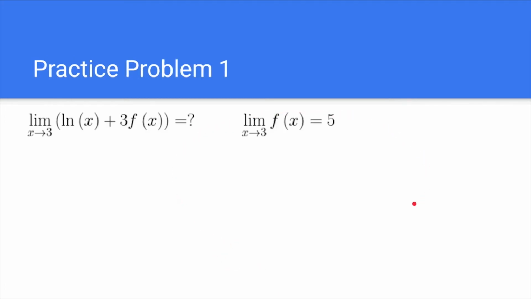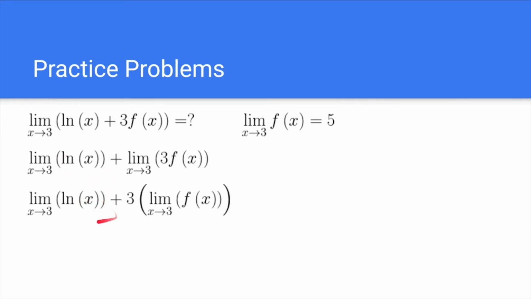So this is our first practice problem. The limit as x approaches 3 of ln of x plus 3 of f of x. And we don't know what the function f of x actually is, but we're given that the limit as x approaches 3 of f of x is equal to 5. So what we can do here is use the sum law, so we can split these two parts and take the limit as x approaches 3 of each of those parts. And then since we know that ln of x is a continuous function, we can just evaluate that immediately, because as we went over, the limit as x approaches a value in a continuous function is equal to the value of that function at the point.